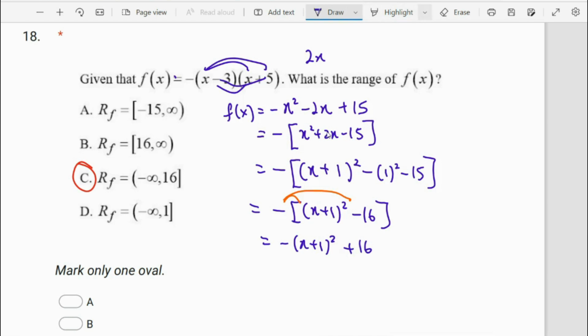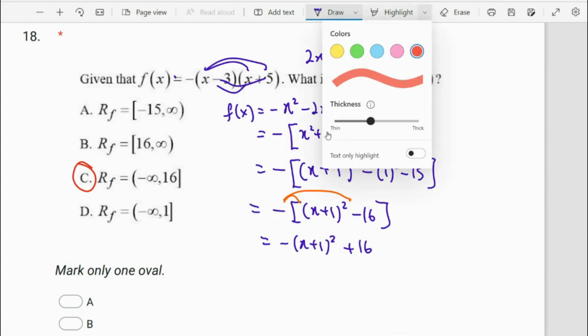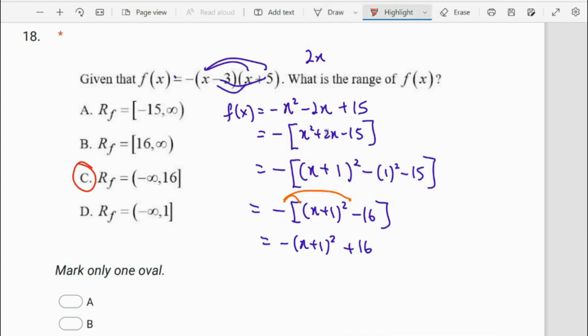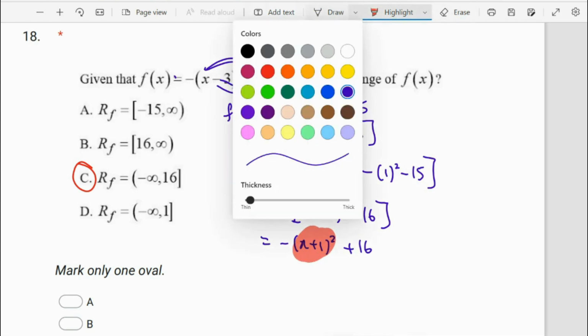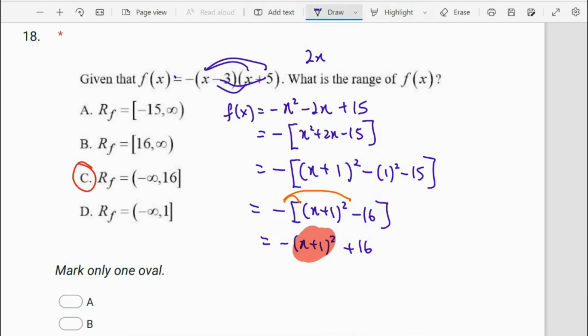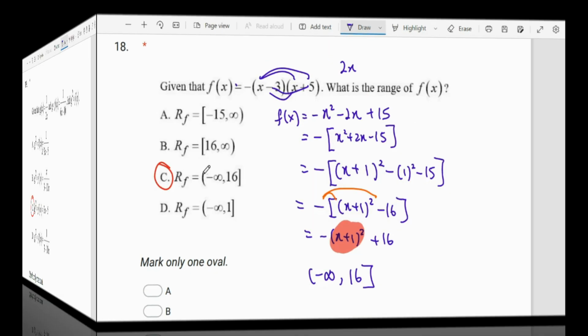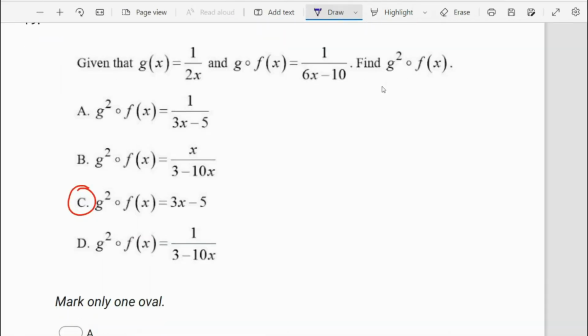So for the range of a quadratic, special case, when we cover the quadratic part, we notice that it is negative. So when you have a negative, it means the range is negative infinity up to that value, the maximum value 16. So the answer is C. Okay, continue.